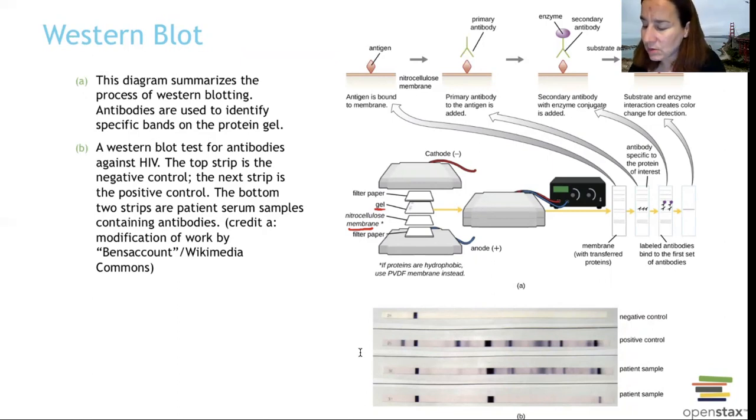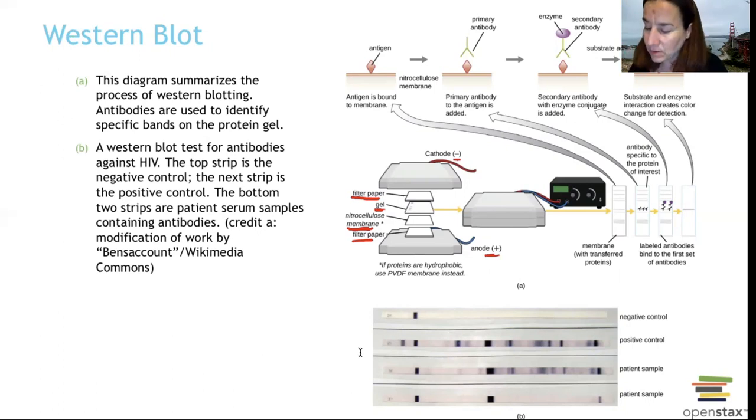How do we get the protein stuck in the gel out of the gel and into the membrane? Well, electricity, just like how we got the stuff to run through the gel. So we're going to have the gel sandwiched with the membrane in between filter paper and filter paper. We make the filter paper sandwich, and then we have electricity. We got the negative charge over here and the positive charge over here, and that is going to pull the proteins out of the gel and into the membrane.